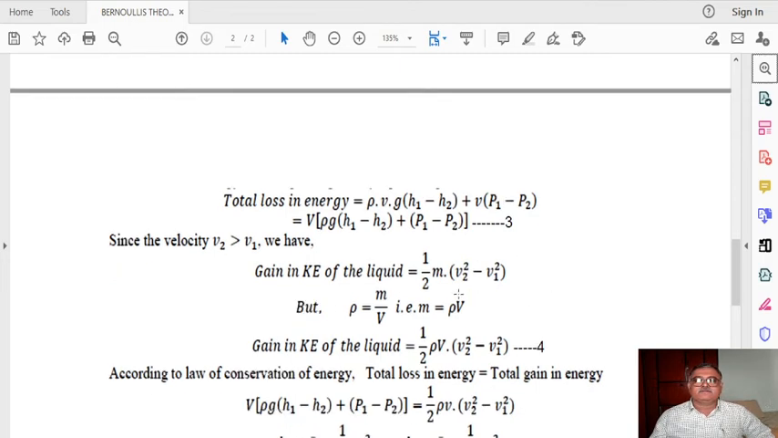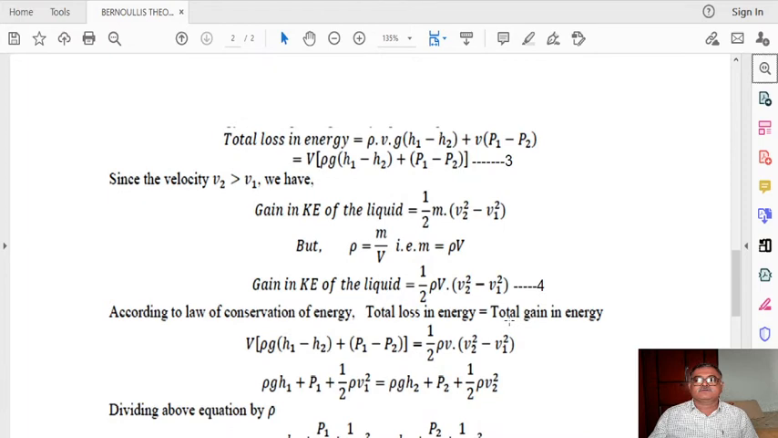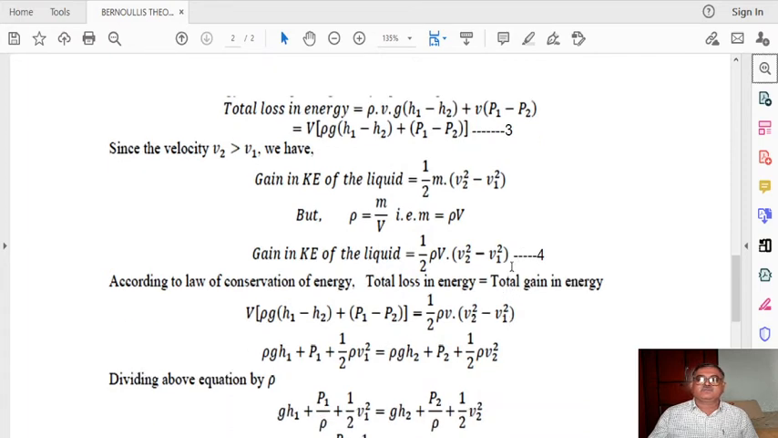Keep in mind that rho equals m by v, and therefore m equals rho into v. By putting the value of m in terms of rho into v, the gain in kinetic energy of the liquid equals half into rho into v (v2 squared minus v1 squared). This is equation number 4.